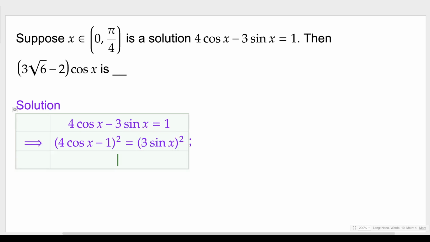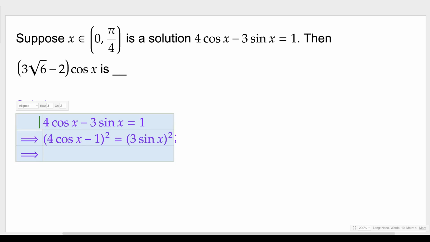Now on doing this, on this part I can write 16 times cos x squared plus 1, then at this part minus 2ab, so 2 times 4, that is 8, and here cosine x, and this will be equal to 9 times sine x squared. Now this sine x squared can be converted into 1 minus cosine square x. So instead of this sine x square, I can write 1 minus cos x squared.